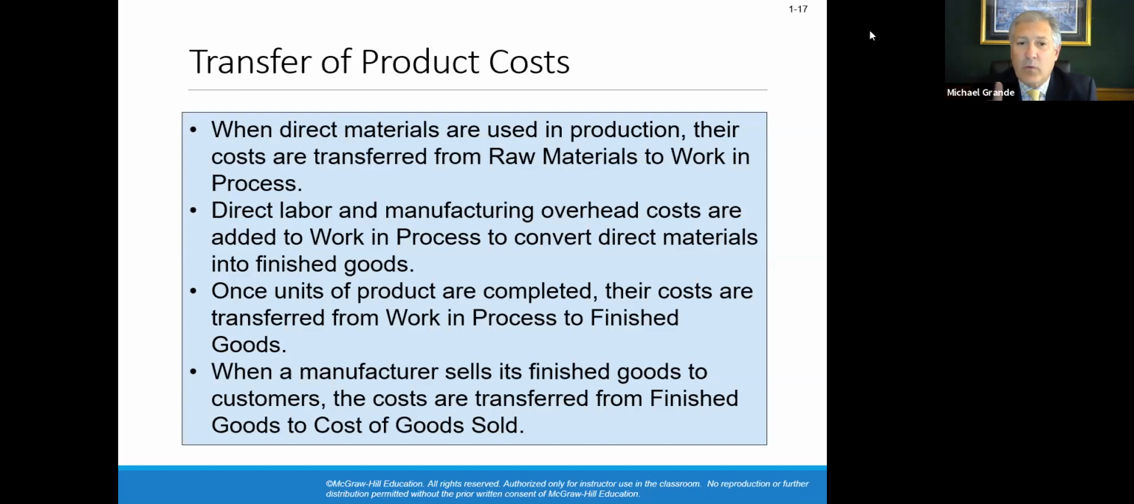And then lastly, when a manufacturer sells its finished goods to customers, the costs are transferred from finished goods to the cost of goods sold. That is when you expense the cost of your product. You move the cost of your product from finished goods to cost of goods sold when it is sold. Question is, what is the cost of that one desk? You need to move the cost of that desk, or the number of desks that were sold. How do we know what the cost of that desk was? That's what we're going to spend several chapters trying to figure out.